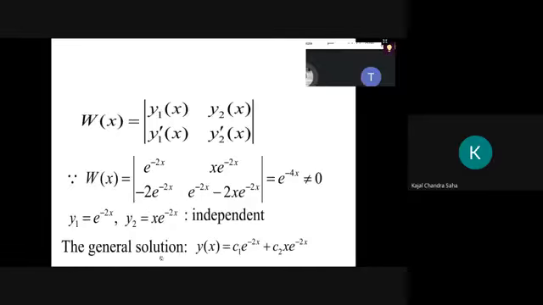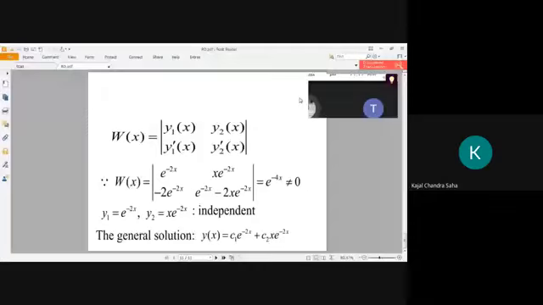So their general solution can be written as y equal to c1 y1, that means e to the power minus 2x, plus c2 x into e to the power minus 2x. Okay, and this is the general solution. And thank you very much. If there is any question, you can ask me.